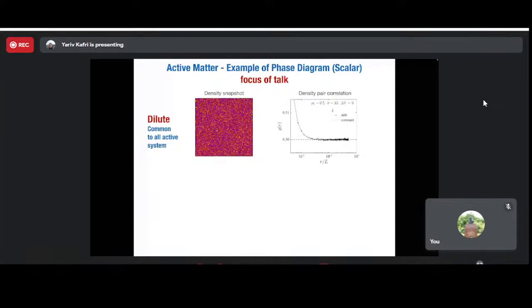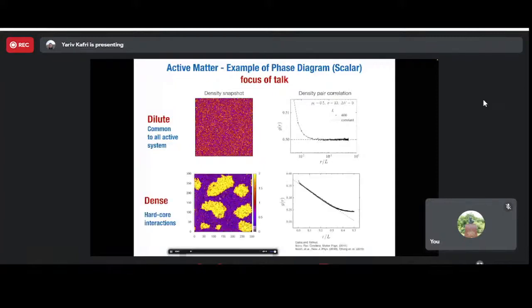And the big surprise was that this system phase separates even if the active particles don't attract each other. So for example, in this movie, I'm showing you simulations of active particles which interact with each other only through hardcore interactions, and nonetheless, they exhibit phase separation. So it's very tempting to think that this is just an extension of the usual phase separated state.